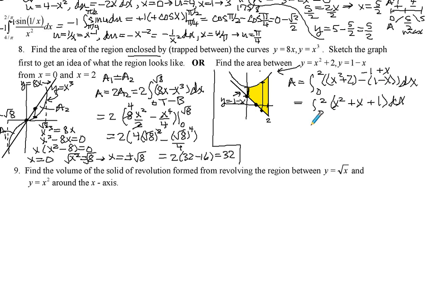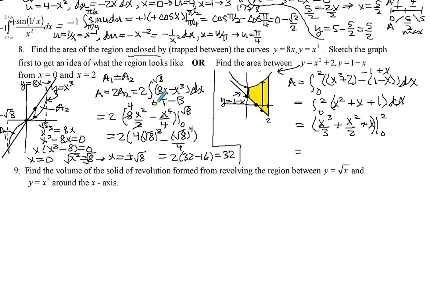And this is just power rule. So increase your exponent, divide by the new exponent. So x cubed over 3, plus the integral of x is x squared over 2, and the antiderivative of 1 is x. And we are evaluating from 0 to 2.